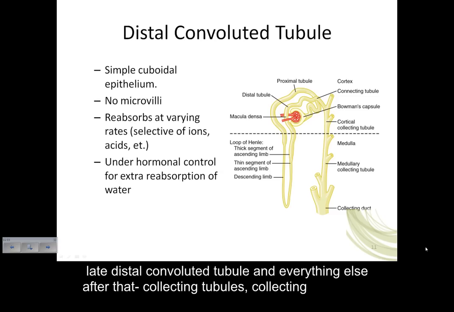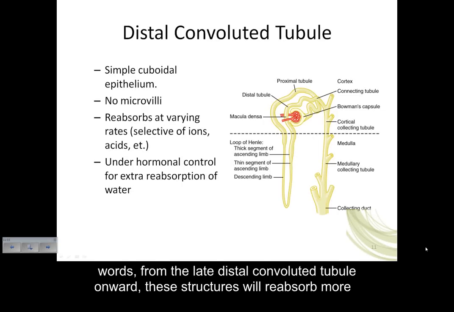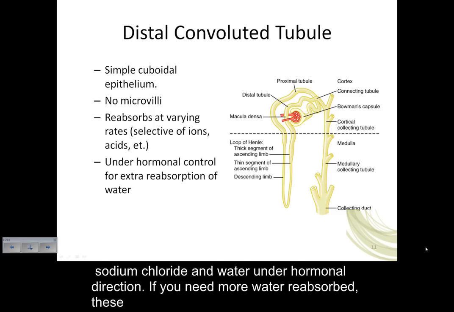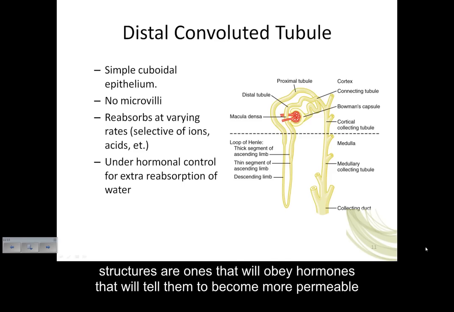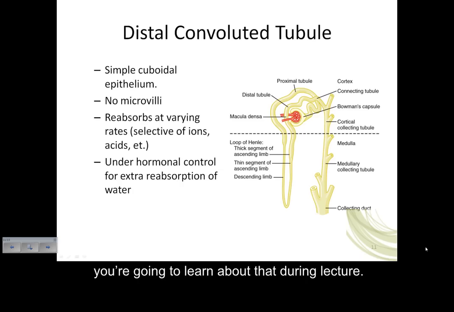The late distal convoluted tubule and everything else after that, collecting tubules, collecting ducts, all of those areas are now considered to be under hormonal control. In other words, from the late distal convoluted tubule onward, these structures will reabsorb more sodium chloride and water under hormonal direction. If you need more water reabsorbed, these structures are ones that will obey hormones that will tell them to become more permeable to water. Or if you need more sodium chloride, these structures will absorb more. And again, you're going to learn about that during lecture.